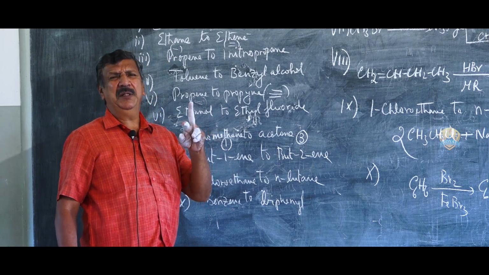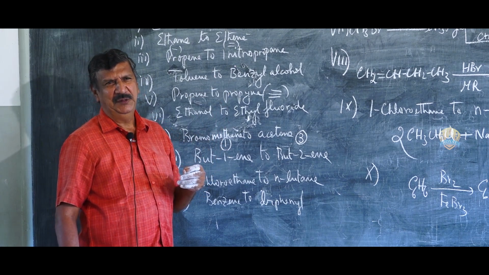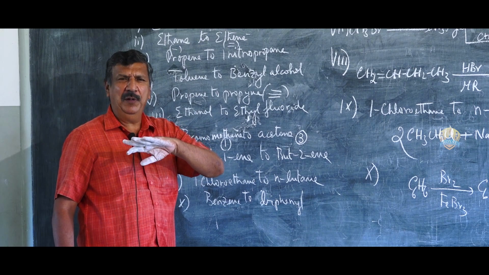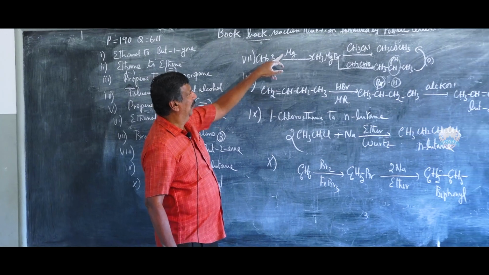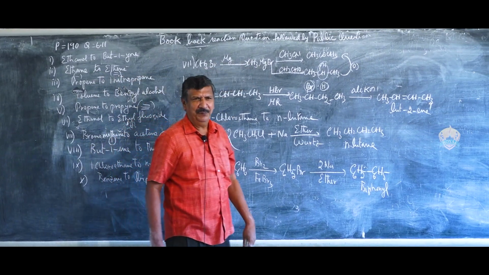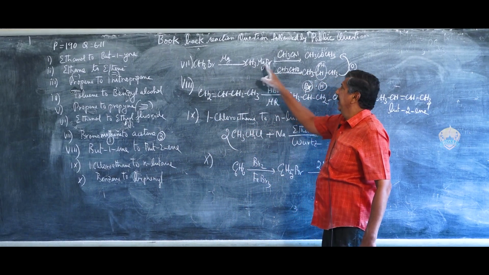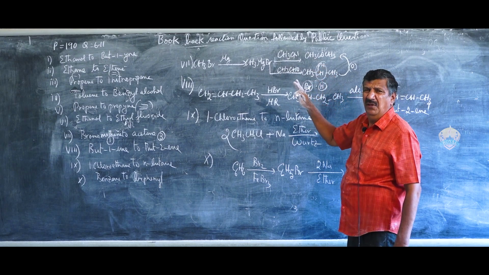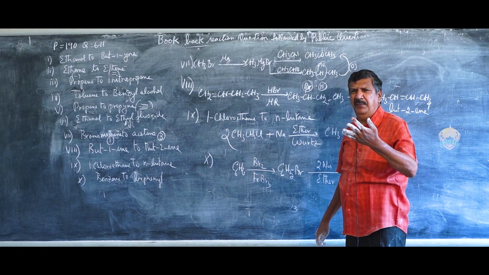Is there any other method to increase the carbon? Yes, the Grignard reagent. The Grignard reagent can convert a lower compound to a higher one. You take the methyl bromide and treat with magnesium, and we get methyl magnesium bromide. After that, you can directly treat it with methyl cyanide to get acetone, or somebody who has learned another concept can use that one.